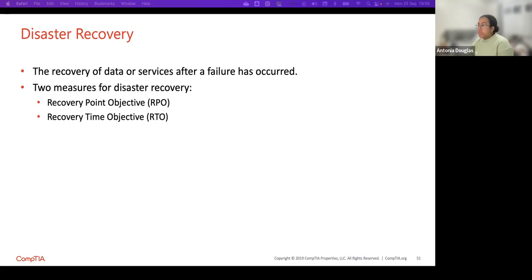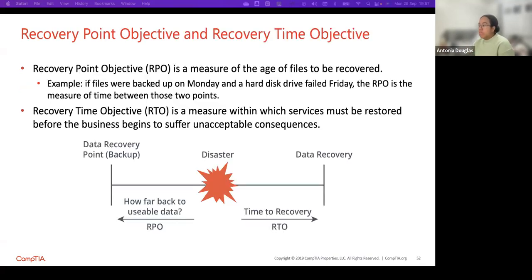And we've got 2 measurements there. So let's look deeper into these 2: recovery point objective and recovery time objective. The recovery point objective measures the age of the files to be recovered, and you want to go back to the most recent file possible. The recovery time objective is the specific period of time within which services must be restored following a disaster.